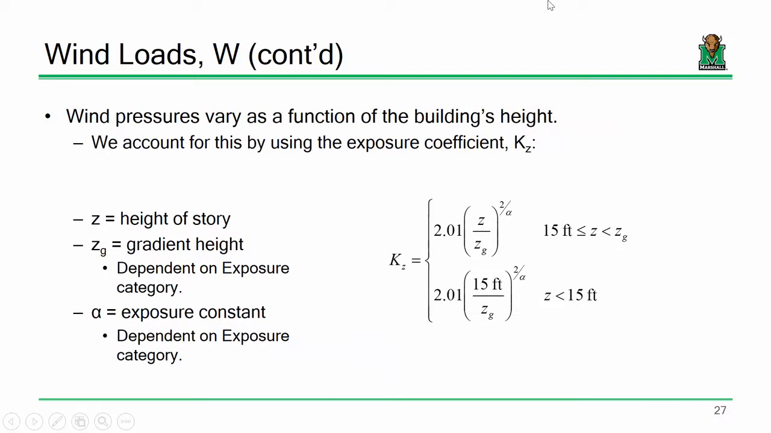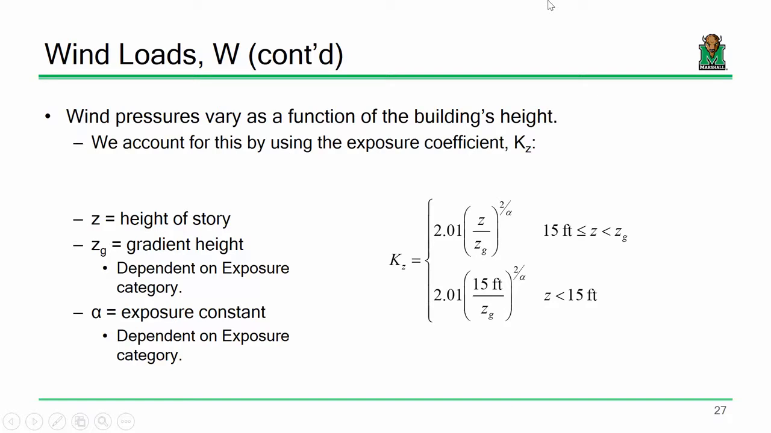Now, just the last thing that I guess I should mention is the effects of height. Depending upon the height off of the ground of the point that you're looking at, the wind speed, or the resulting wind pressures, change. We calculate that through an exposure coefficient, KZ. It's really plug and chug. It's just a function of the exposure category and the risk category. Now, the exposure category.